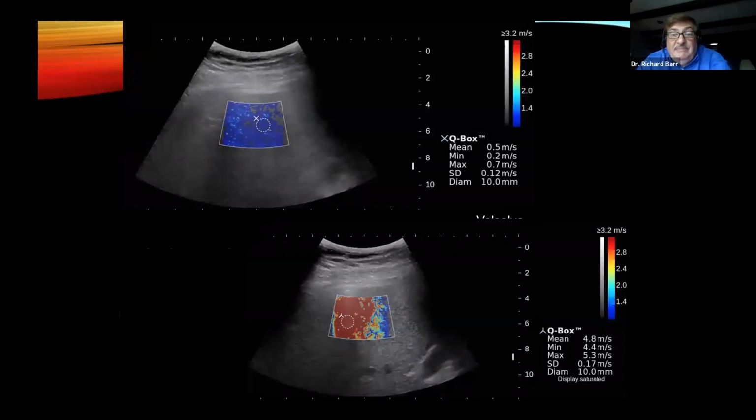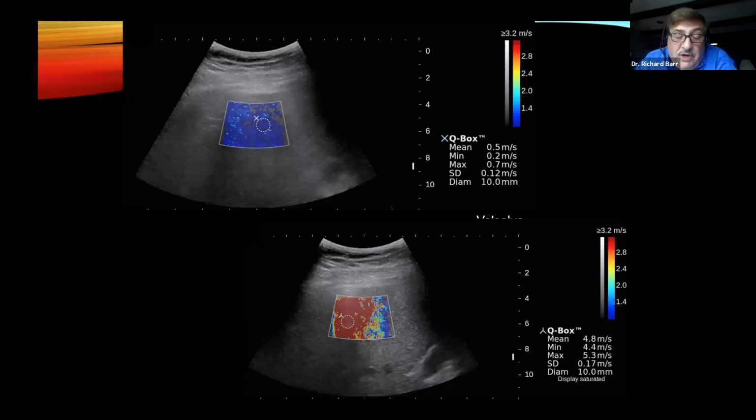This is actually me, taken within a minute of each other. You can see I have a nice steatotic liver. But in this upper box, you can see that I have a normal liver with a shear wave speed of 0.5 meters per second. But when I did the best Valsalva I could do, I actually made it look like I was cirrhotic with a mean speed of 4.8 meters per second. So breathing can really change measurements.